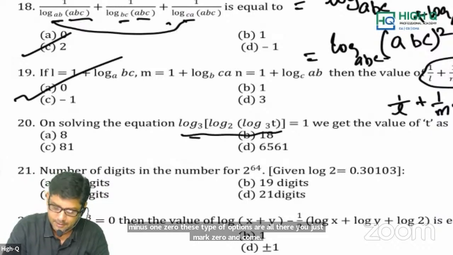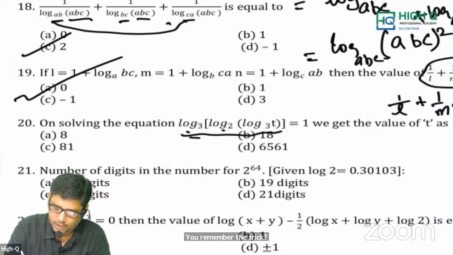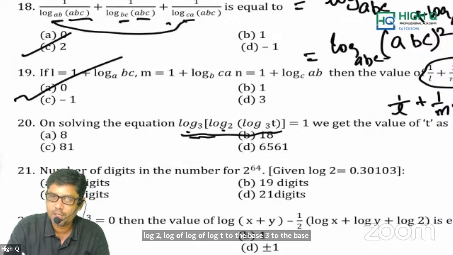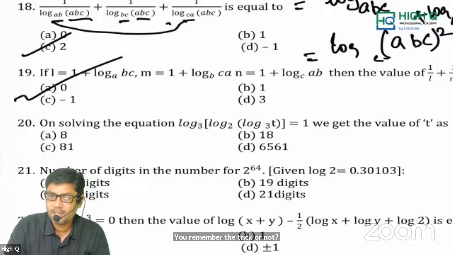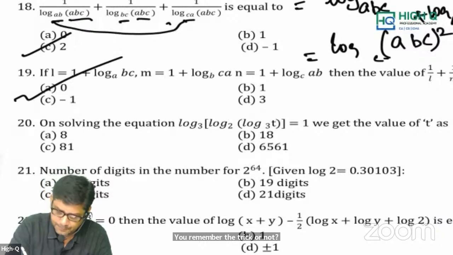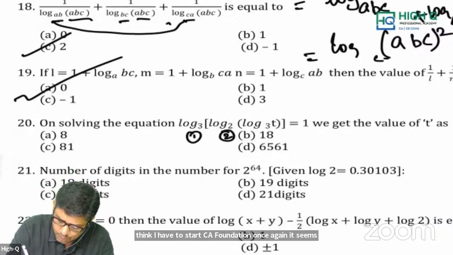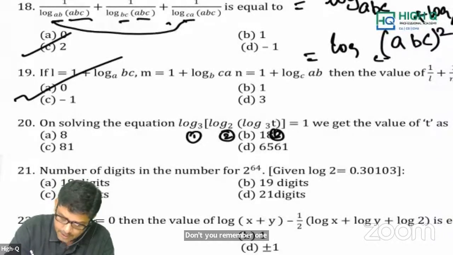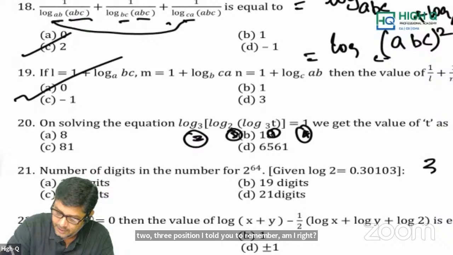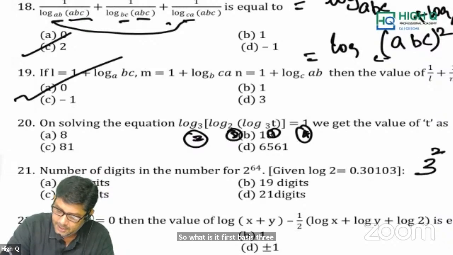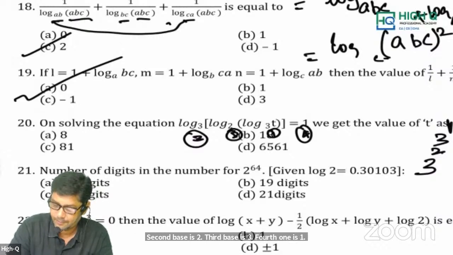You remember the trick? Log 2, log t to the base 3 to the base 2. You remember the trick or not? Add up. I think I have to start CA foundation once again, it seems. Don't you remember? 1, 2, 3. No, sorry. See, I forgot. 1, 2, 3. The position I told you to remember. Am I right? So what is it? First base 3. Second base 2. Third base 3. Fourth one is 1, equal to t. Correct? So t is equal to 6561.